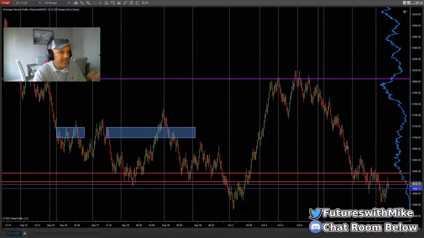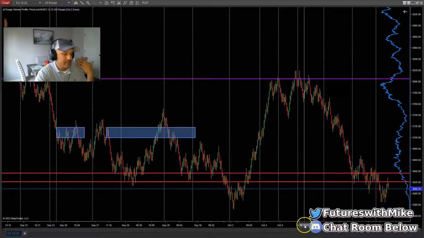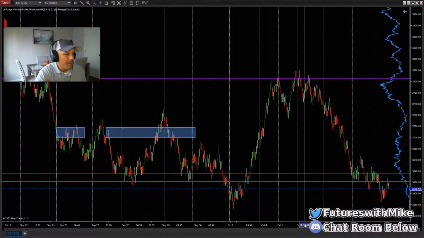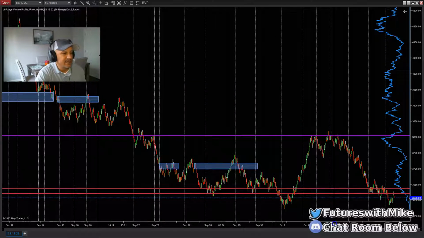So it's just, to me, I just like range charts because they look cleaner. The setups are cleaner for me. I can see them just a lot visually better, okay? But anyways, now we're looking at my 60 range chart, okay? Some people probably use a 60-minute chart, whatever the case is.